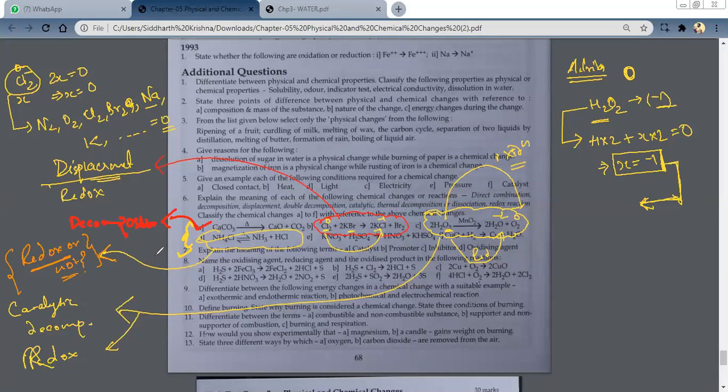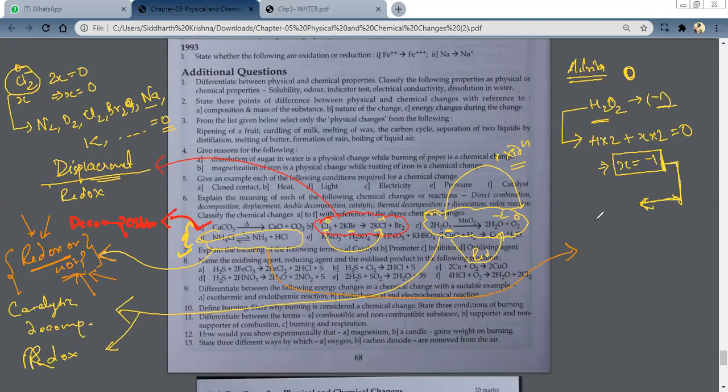I think many of you are having connectivity problems. Okay, Srijita, can you answer this? Is it redox or not? Hello, Srijita, can you hear me? Okay, Pawan, can you tell this? NH4Cl, is it redox or not?